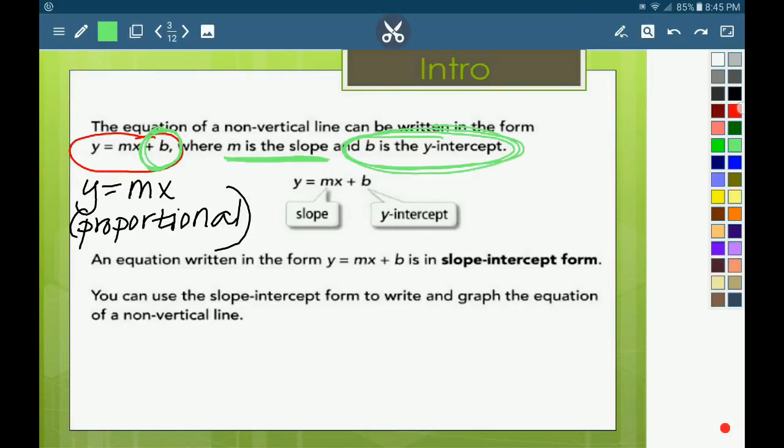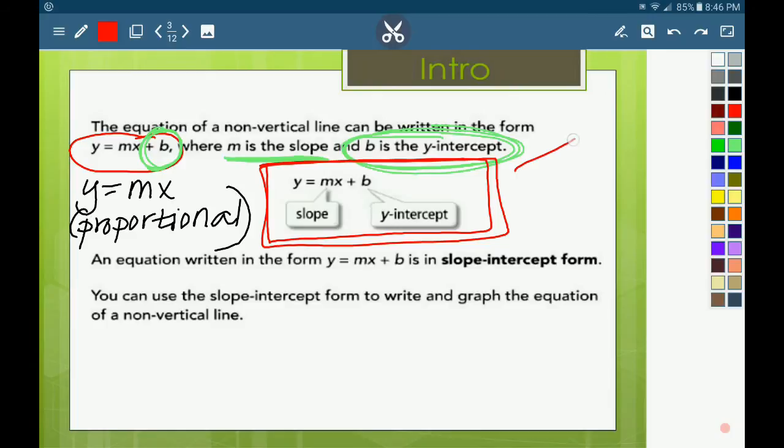So I want you guys to memorize this form. If you need to, put a circle around it, point arrows at it in your notes. This is the most important idea here, that m is the slope and b is the y-intercept. And we're going to use those ideas to be able to graph and write equations ourselves.